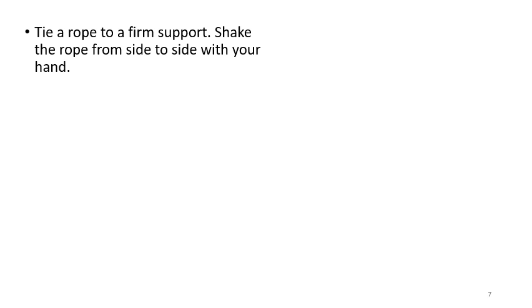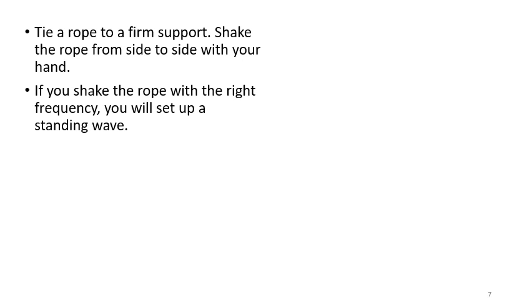Okay, let's try to create a standing wave the same way we did in the previous slide. One end of the rope is firmly tied to a support, and on the other side you're shaking your hand up and down. Then you can see a wave train is created, and if you set the right frequency, you will get a standing wave.